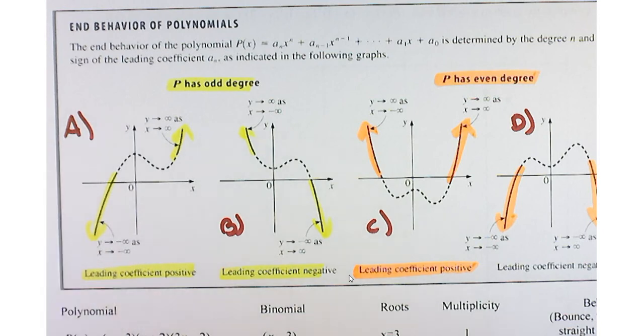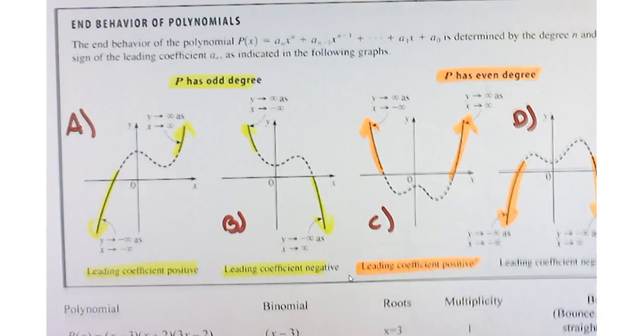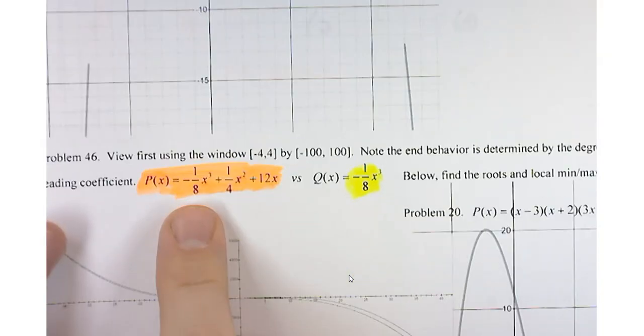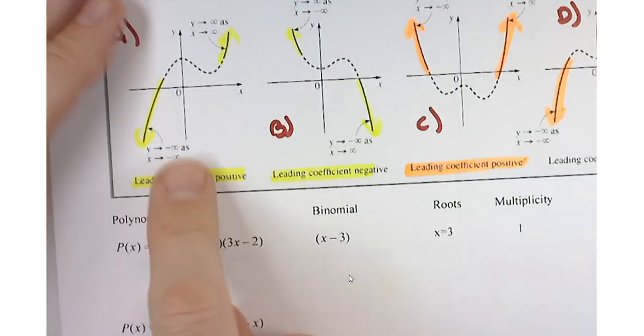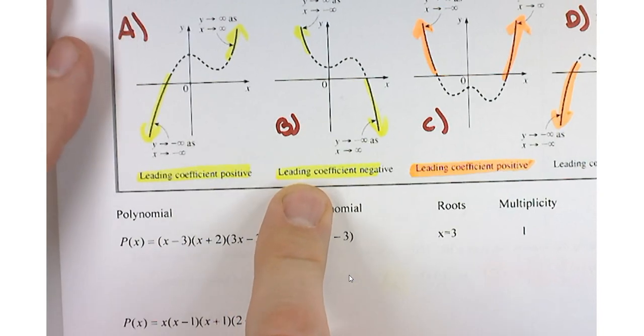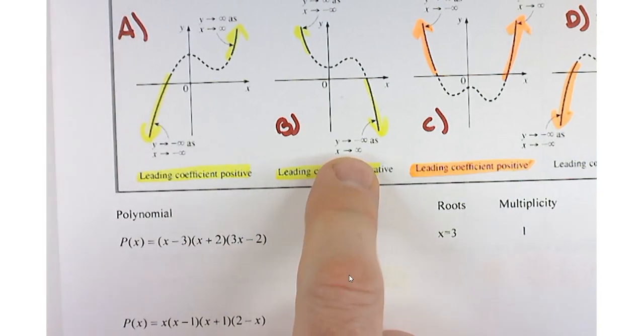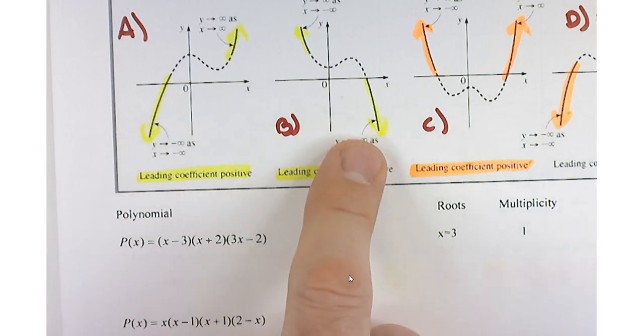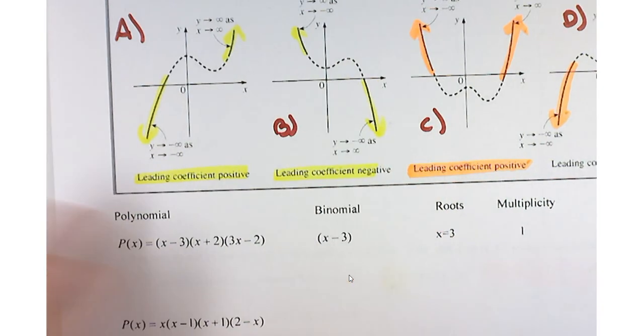A, B, C, or D? B? Thinking D. Well, what's the degree of this polynomial? 3. 3, and 3 is odd, so it has to be one of these. And the leading coefficient's negative, so it has to be B. So eventually, these graphs are going to look like this.